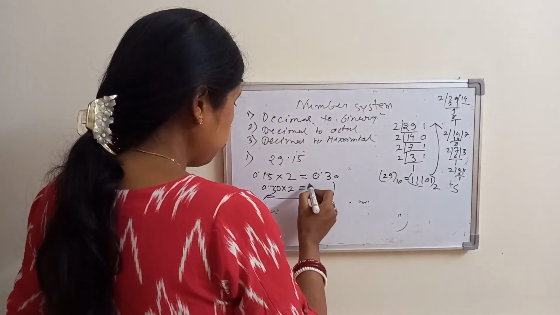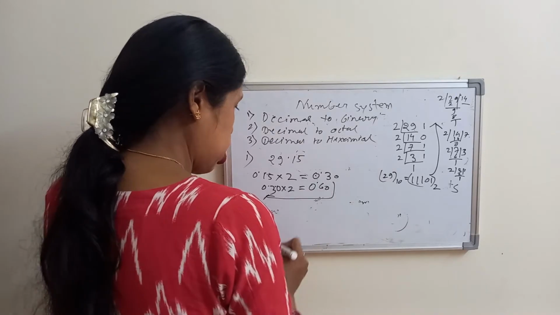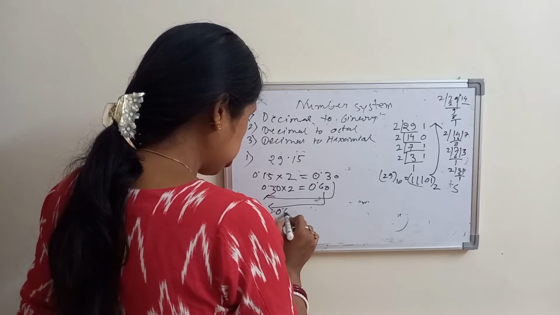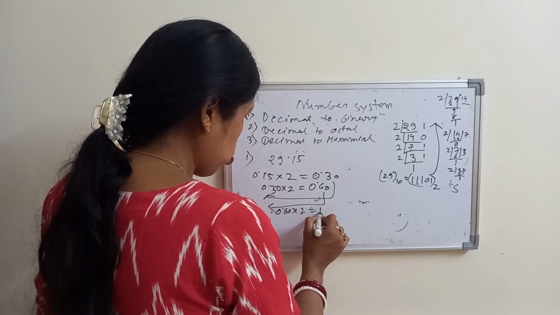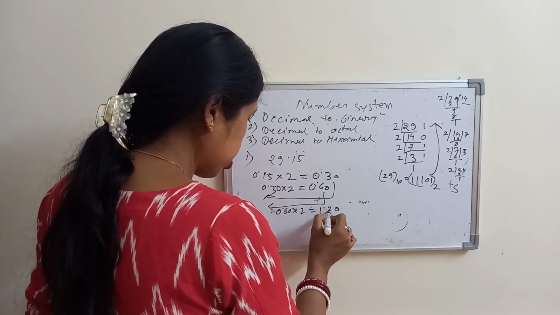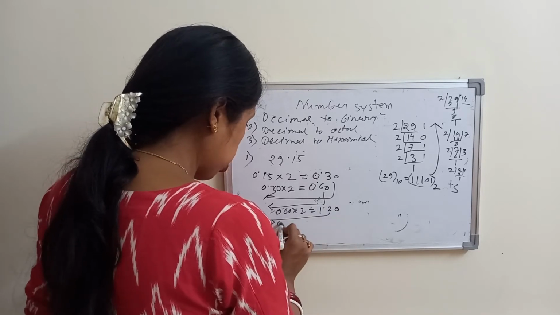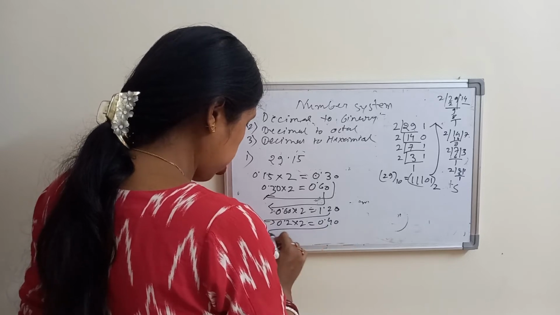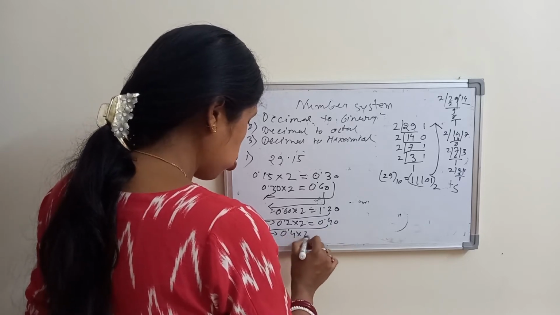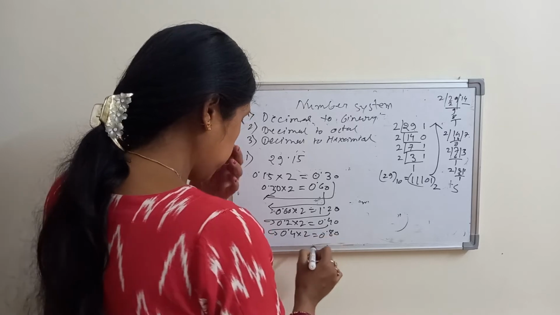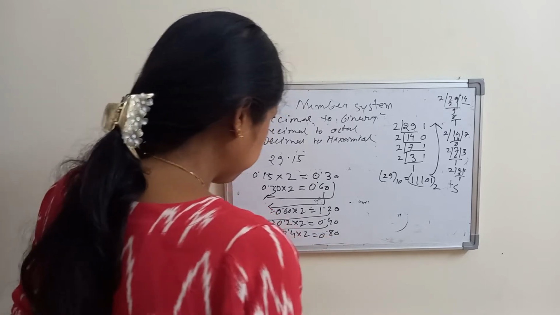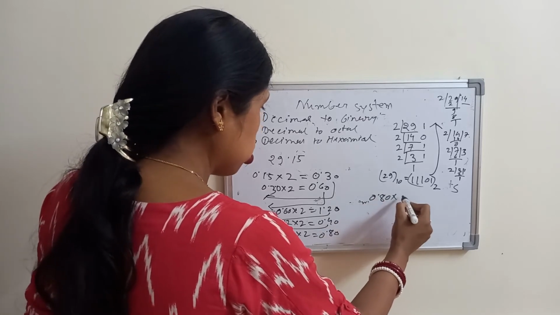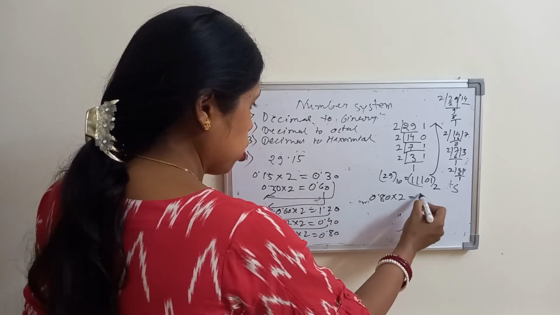So 0.3 times 2 is 0.6. Again the 6 will come here. 0.6 times 2 is 1.2, then 2 will come here. 0.2 times 2 is 0.4. Then 4 will come here. 0.4 times 2 is 0.8. Okay, right? Again I am writing 0.8 times 2 is 1.6.